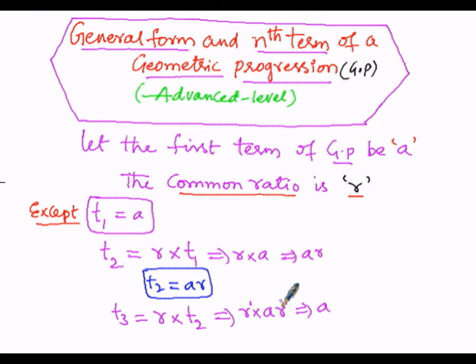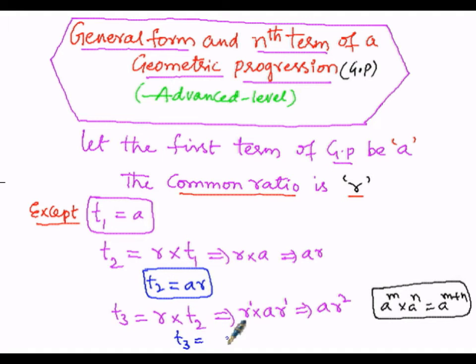So, here the exponents are 1 and 1 each, and the bases are equal, with multiplication in between. As per the product rule, a power m into a power n is equal to a power m plus n. According to this product rule, the bases are the same, r and r, so the exponents must be added up. So, r to the power of 1 plus 1 is 2. In this manner I got the third term, T3, as ar to the power of 2, that is ar square.